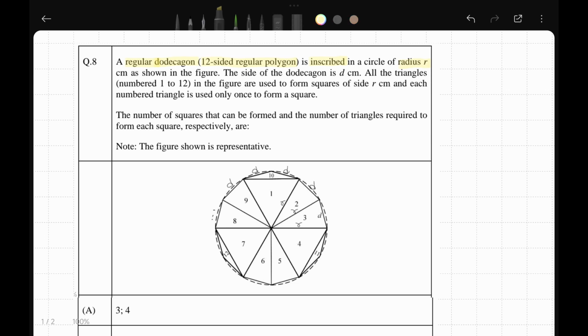And the side of the dodecagon is d centimeters. All the triangles are used to form a square of side r centimeter, and each triangle is used only once to form a square. And they're asking us the number of squares that can be formed and the number of triangles required to form each square.